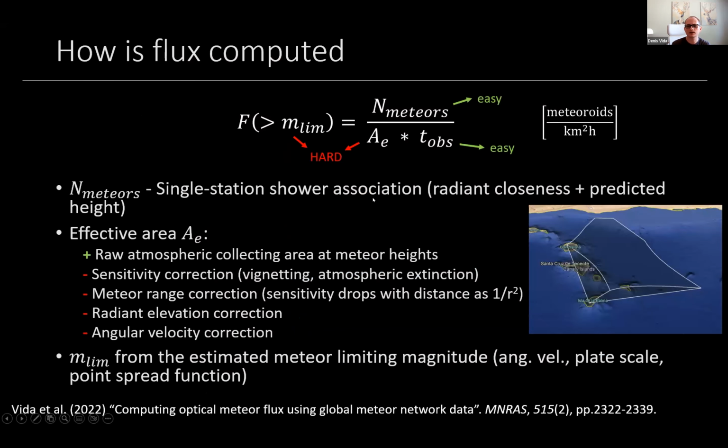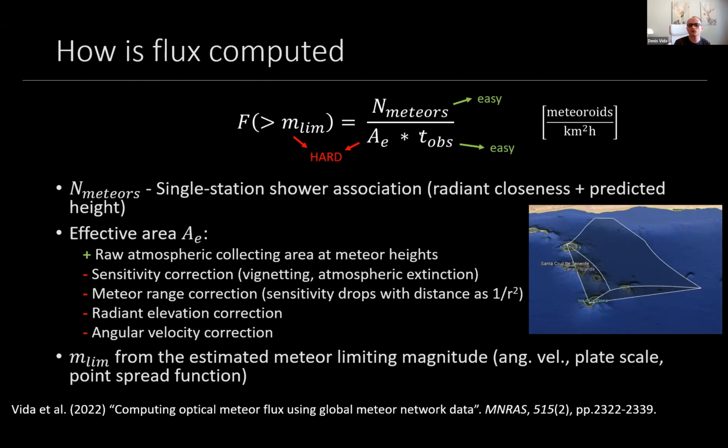So how is flux computed? This is just some basic theory. The flux is simply defined as the number of meteors that cross through a certain area in a certain amount of time to a limiting mass.